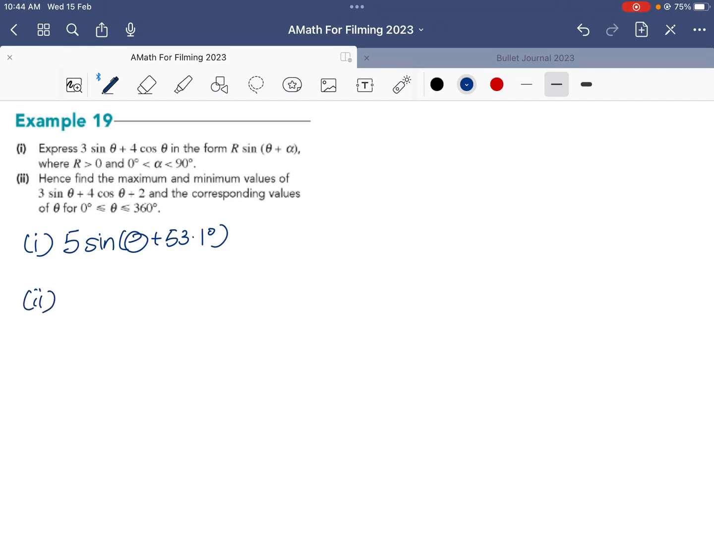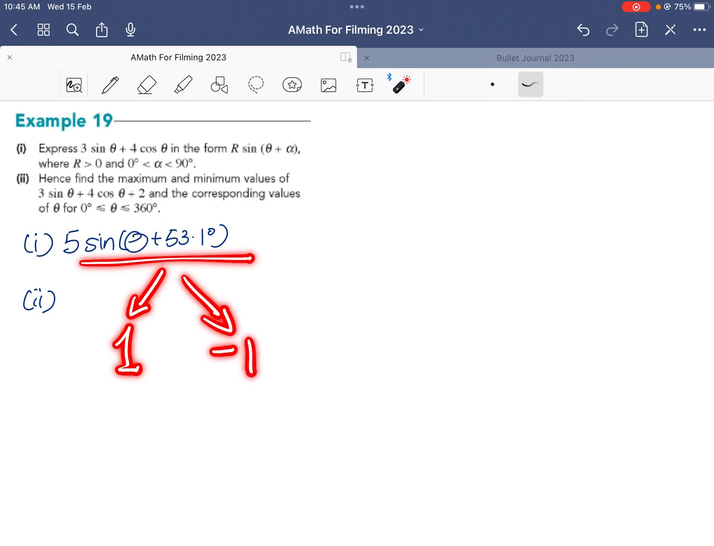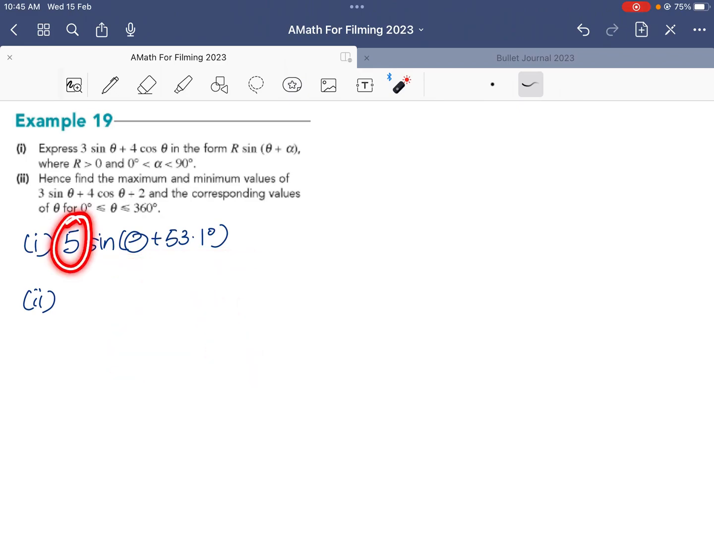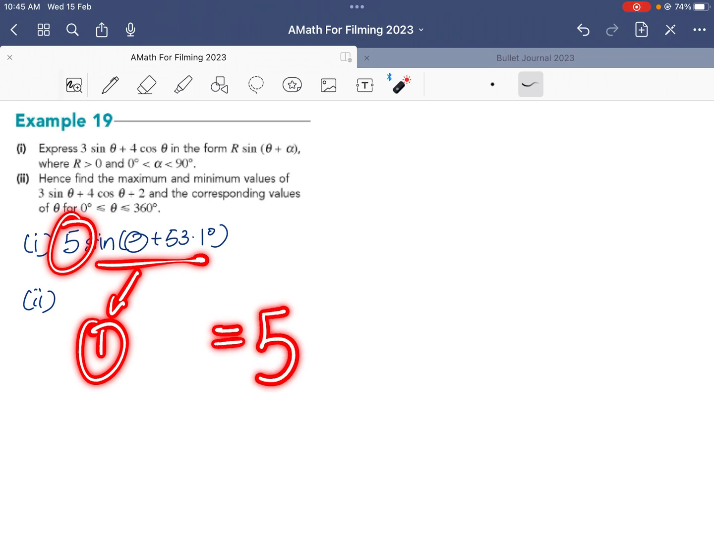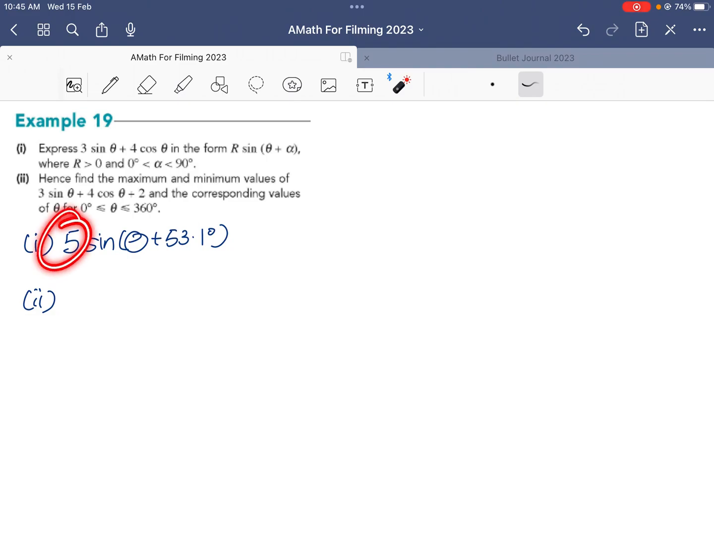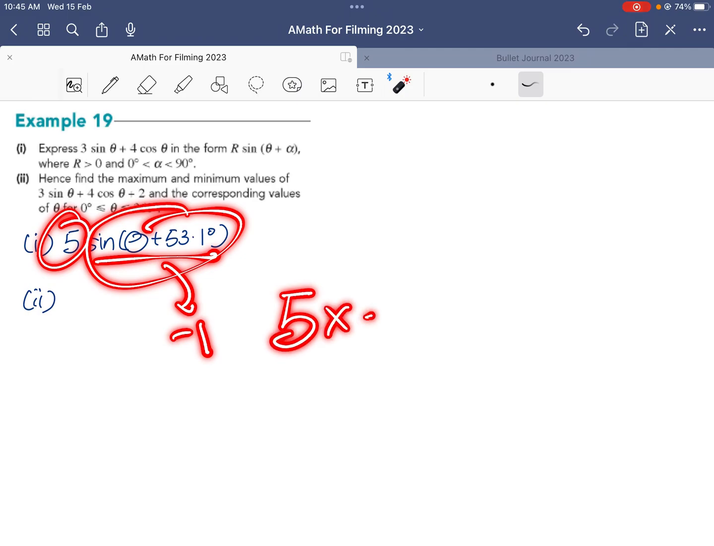Now for part 2, find the maximum and minimum values. This is actually talking about the amplitude itself. As we have learned earlier, the sine function's max value is 1, min value is -1. So in this case, the 5 is the amplitude itself. The max value occurs when you take 5 times +1. That's the maximum value, and the maximum value is equal to 5. Similarly, the lowest value that sine can go is -1. So 5 times -1 will give me -5.